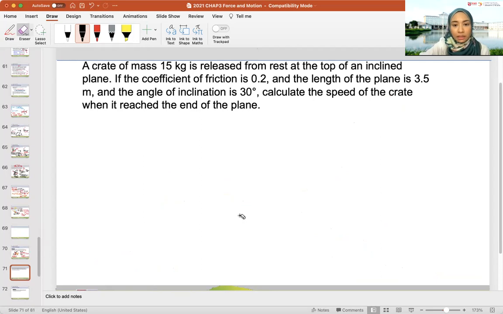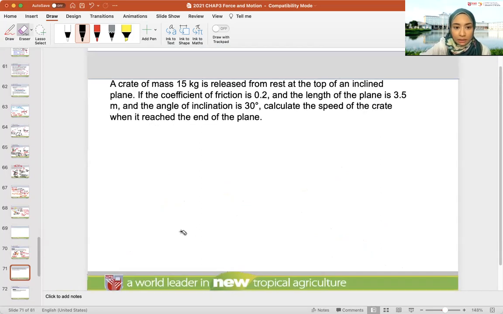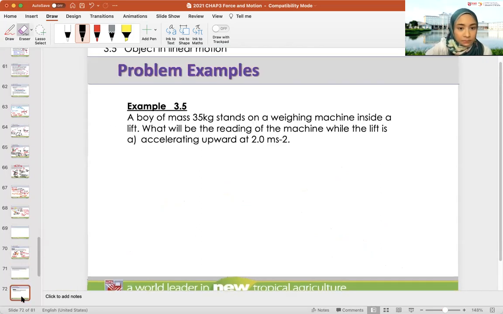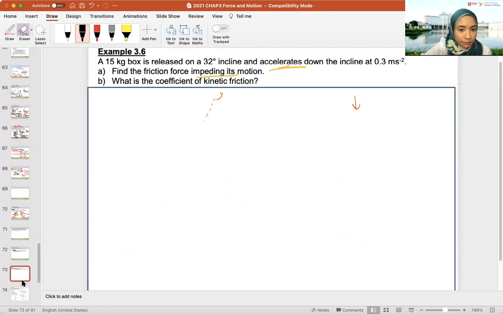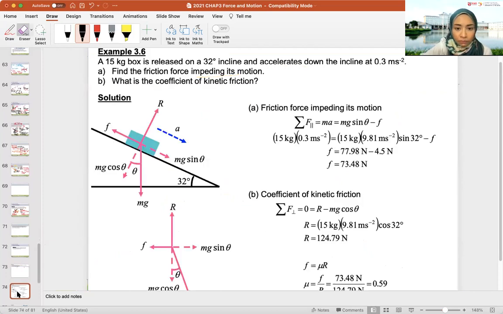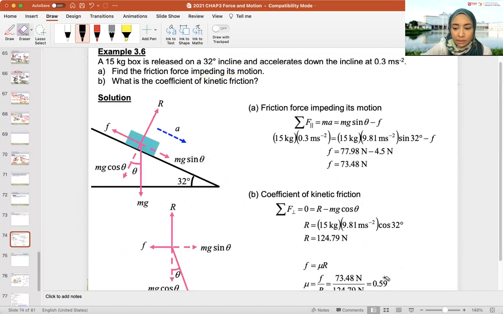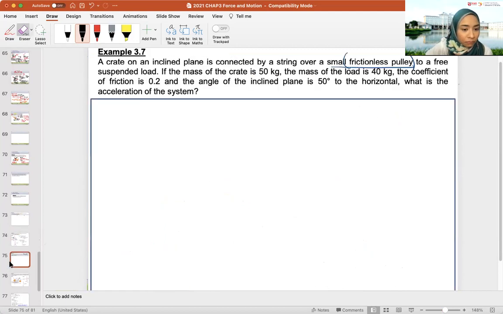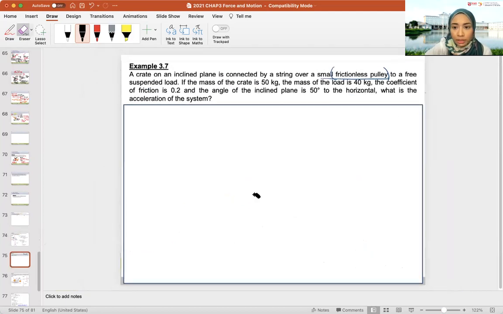Okay, next. Yang ni nak suruh korang buat. Yang ini dah ke... not this one. Sekejap, kita ambil yang lain. Ini dah buat. Okay, jawapan sama 0.59. Okay, this one. Kenapa tak boleh adjust? Okay.